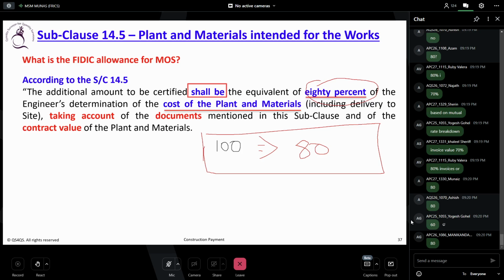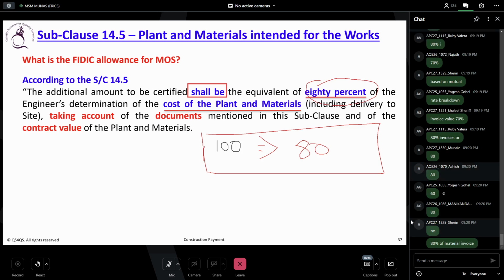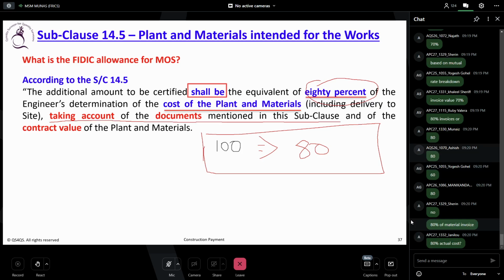That is not always correct. Because of taking account of the documents mentioned in the subclause and the contract value, this is the place you want to be very careful. It's so tricky. Now let's say you have the BOQ. There is an amount given for the material. This is a complete material for installation. He brings 100, with the cost of 100, and you pay 80.